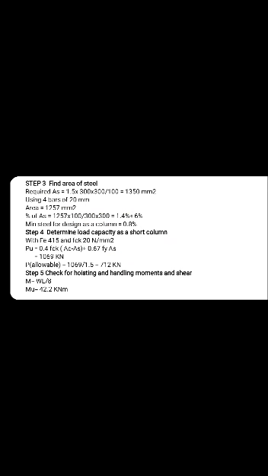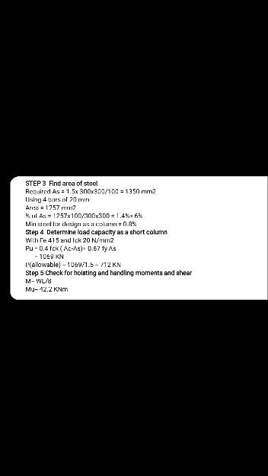Step 4. Determine load capacity as a short column. With Fe 415 steel and FCK 20 Newton per mm square, this equation PU is in IS 456 clause 39.3. Substituting in that equation, we will get 1069 kilonewton. P allowable is obtained by dividing this value with a factor of safety, and the load is obtained as 712 kilonewton.